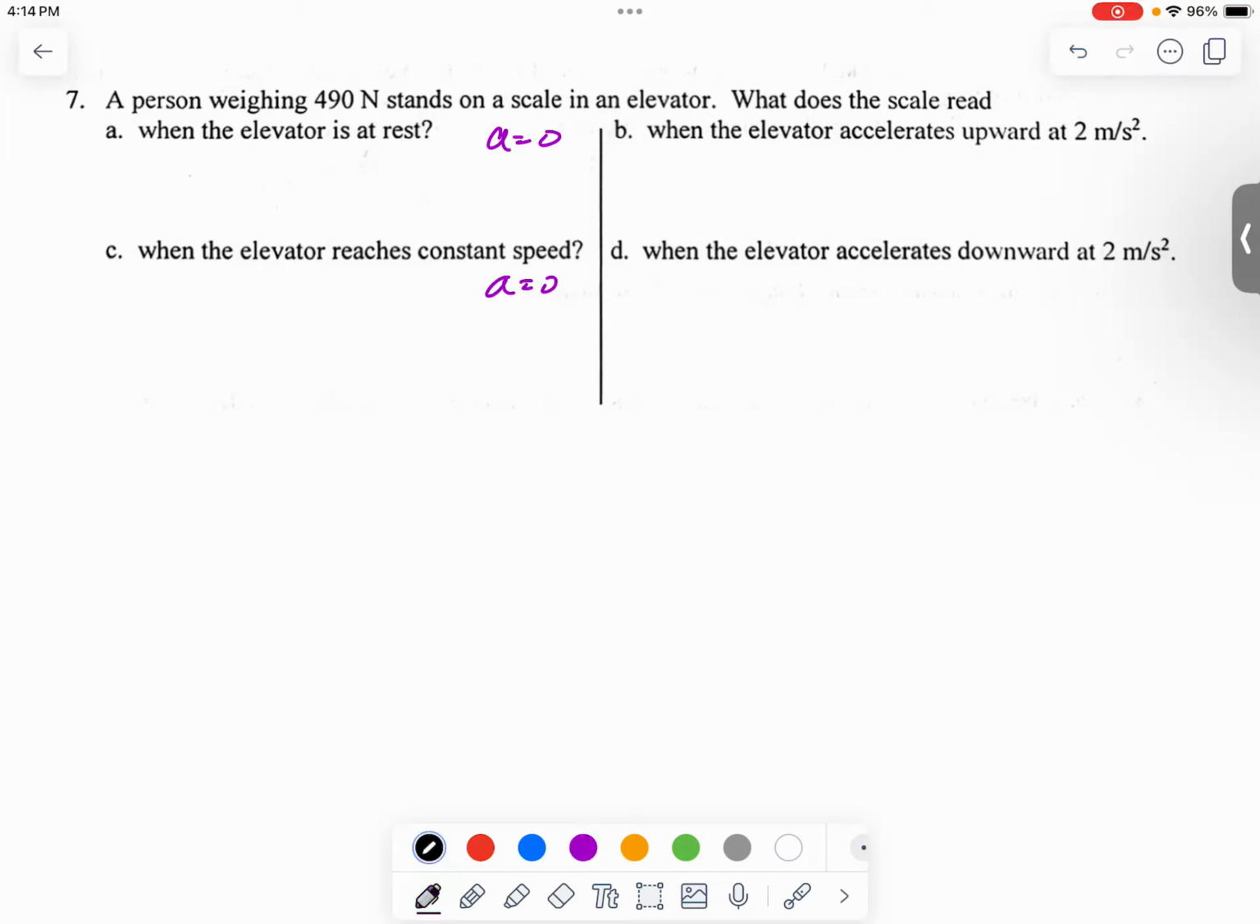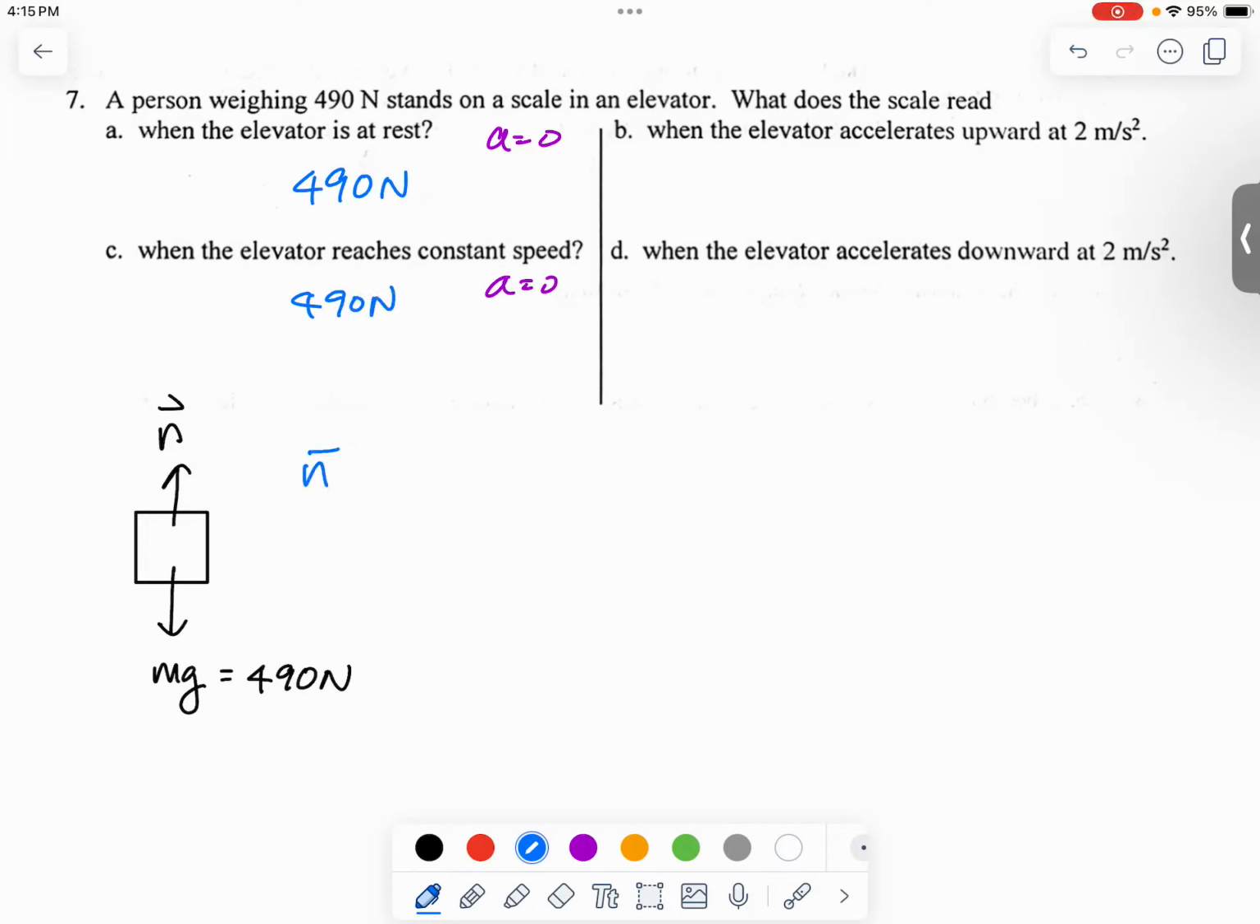So when we look at an elevator, if the acceleration is 0, that means the normal force, which is what the scale reflects, or what the scale tells you, will be exactly the weight that you have. So in the case of part A and part C, they will both be 490 newtons, because in these two cases, the normal force is going to be the same as mg.